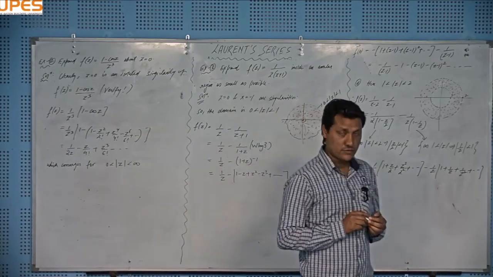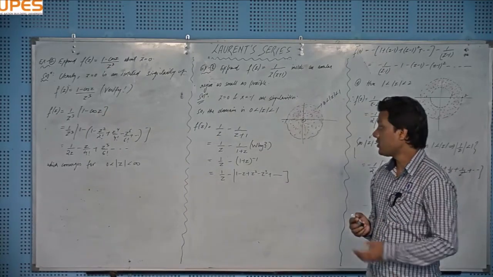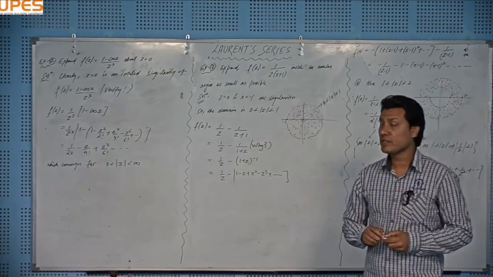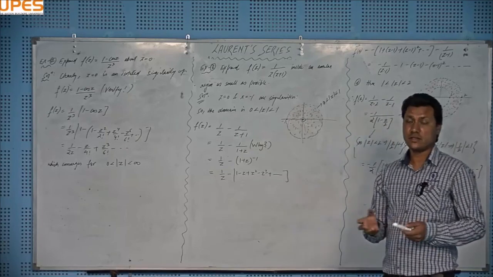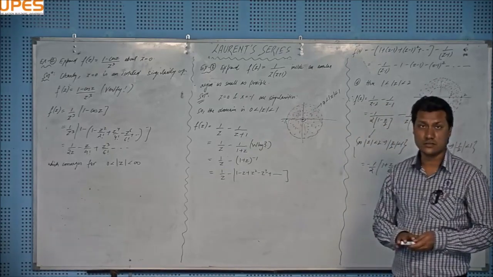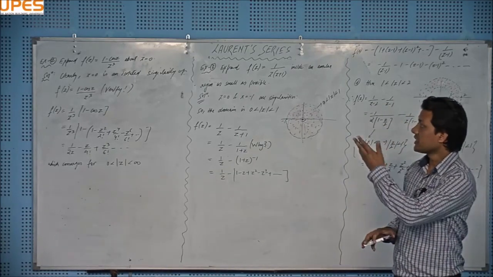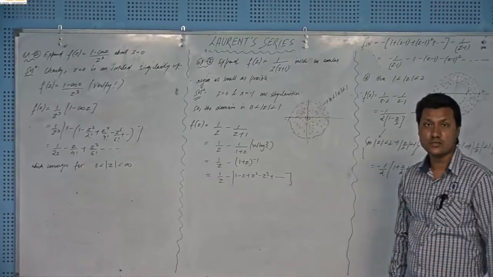So this is it for Laurent series, and you have seen that you can obtain a Laurent series whenever you have a domain of convergence which looks like an annular region, right? Otherwise you will get the Taylor series, right? Yeah. So that's it for this video. Thanks.